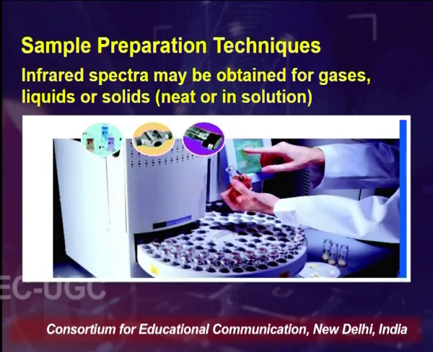Today we are going to discuss infrared spectroscopy. When we talk about infrared spectroscopy, it is one of the most versatile techniques used in forensic science. The best part of infrared spectroscopy is that we can use solid, liquid, and gas, all three kinds of sample for our analysis.